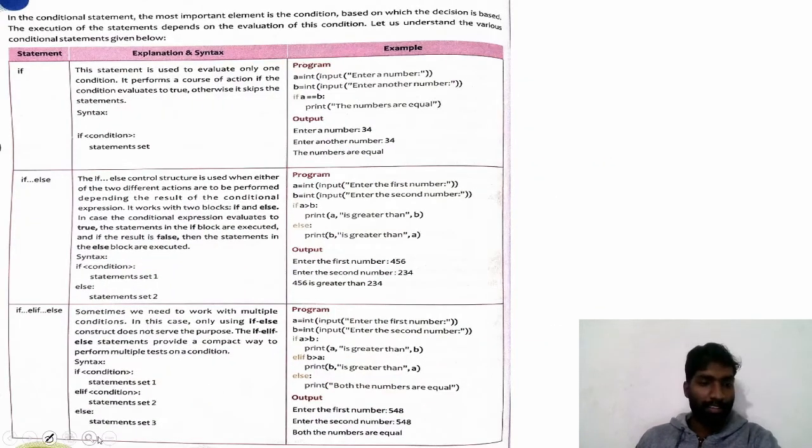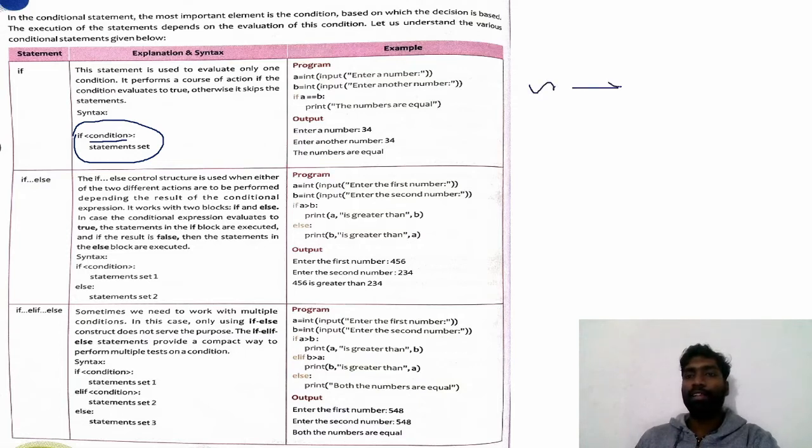Example, see here, if. What condition are we giving? If the condition is true, we will get the output. If the condition is false, we will not get the output. It is null, empty, there will be no output.